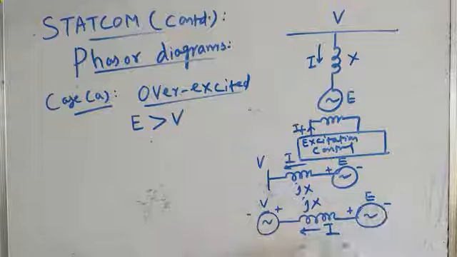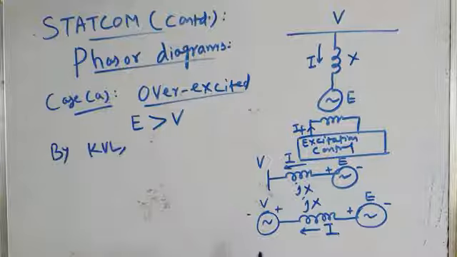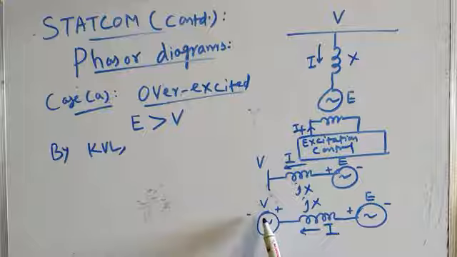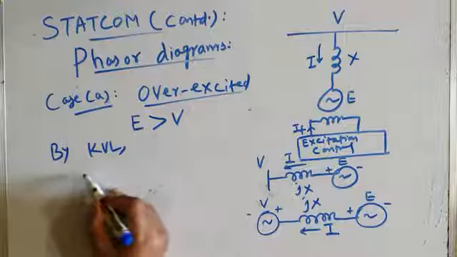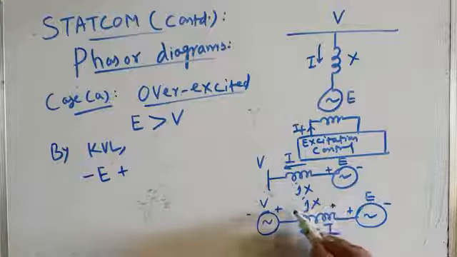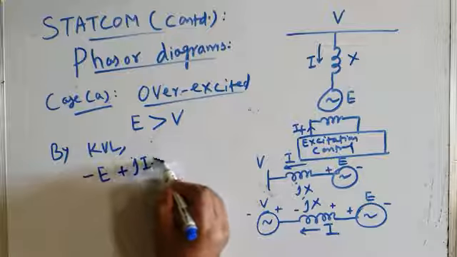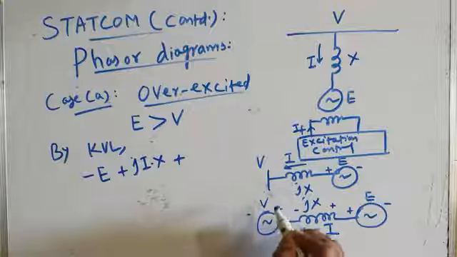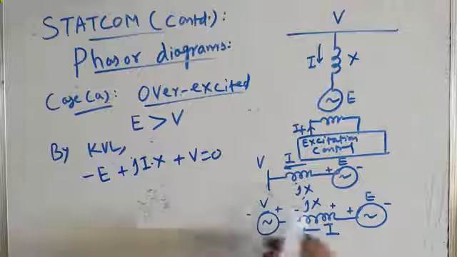Now if you apply Kirchhoff's voltage law in this circuit, KVL, we can start from here: E minus V. If I start from here, minus E. When you go from negative to positive, the sign is taken as negative. Minus E plus, since current is flowing in this direction, the voltage drop across the reactance is IX and it is positive, so plus jIX, plus, again you are going from positive to negative, so plus V is equal to 0. So minus E plus jIX drop plus V is equal to 0. This is by Kirchhoff's voltage law.